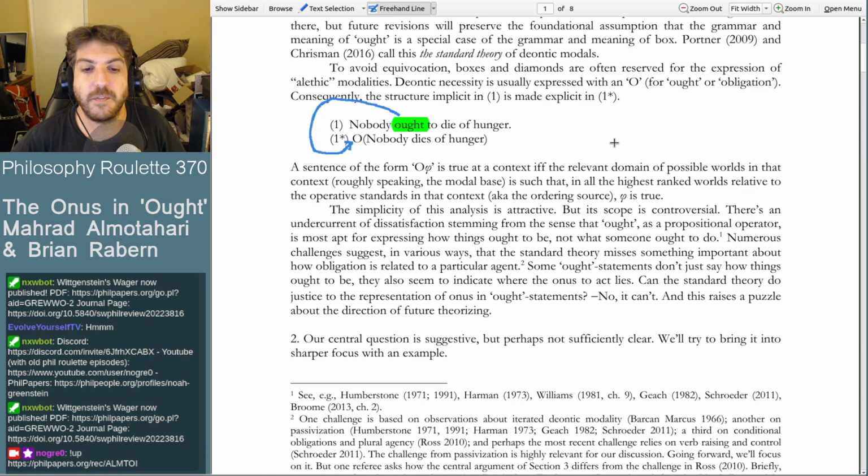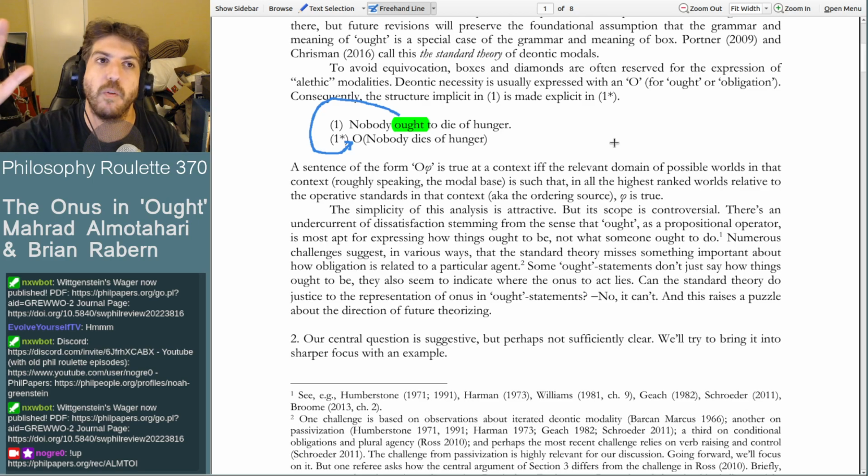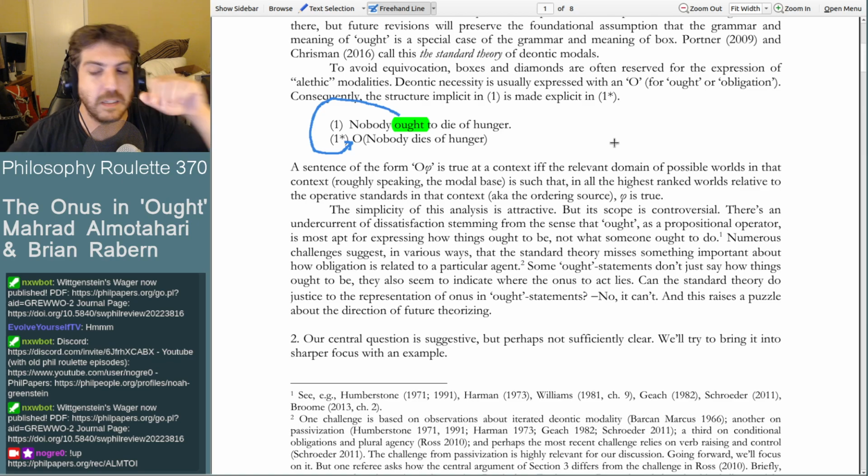A sentence of the form O phi is true at a context if and only if the relevant domain of possible worlds in that context, roughly speaking, the modal base, is such that in all the highest ranked worlds relative to the operative standards in that context, that is the ordering source, phi is true. This is basically saying, look, if you're taking all the possible ideas that you have that are not crazy, and that's how the world is, then it's true in that context. I mean, we're not talking about aliens coming down and changing things, but all the ones that are not crazy ideas, then you're going to call that true.